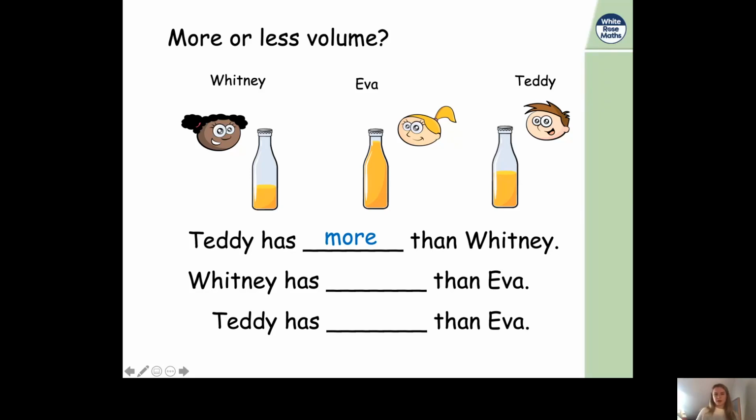Okay, now what about Whitney and Eva? Well, we can see that Eva's is nearly full, isn't it? It's only got that little bit at the top without any liquid in it. But then Whitney's, as we just said, is just under half full. So therefore, we can say that Whitney has less than Eva. Whitney has less juice than Eva does.